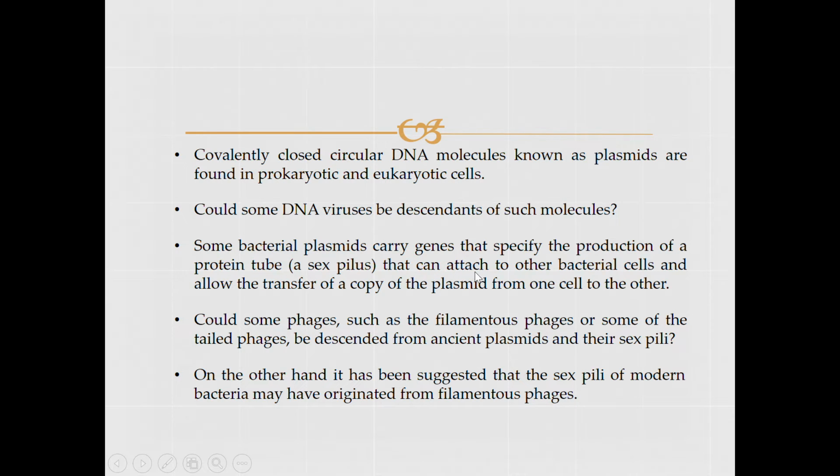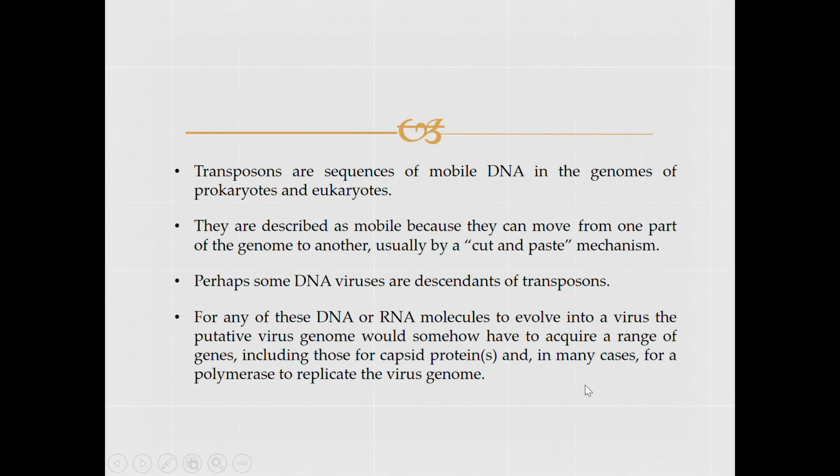Some bacterial species carry genes that specify the production of protein tubes, as spirals that attach to other bacterial cells and allow the transfer of DNA from one cell to another. You know that there is like a tube from where the genome moves from one part to another, just cut and paste. You know what transposons are? A transposon is a repeated DNA sequence that has the ability to move from one location to another in the genome, and it is also known as a jumping gene.